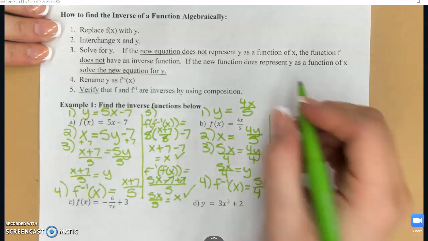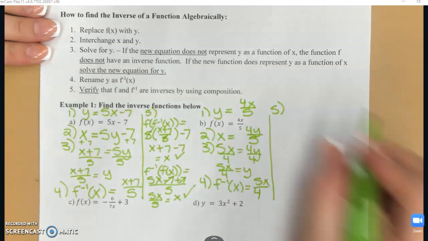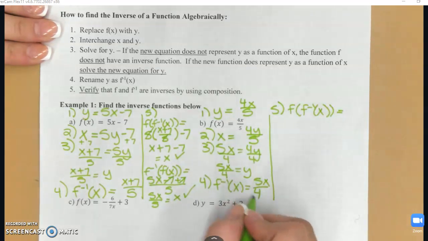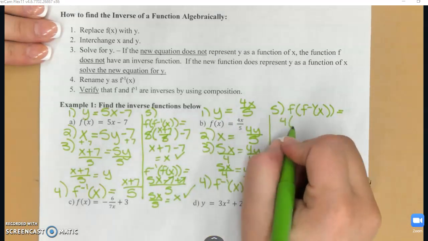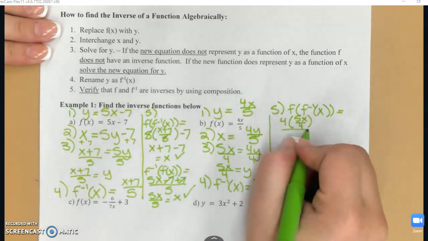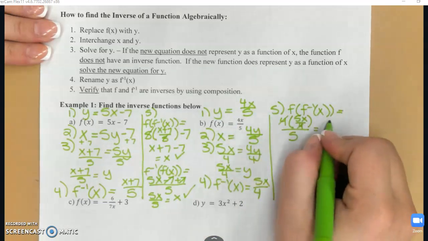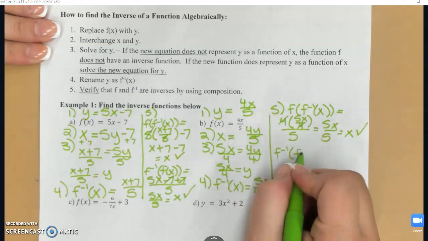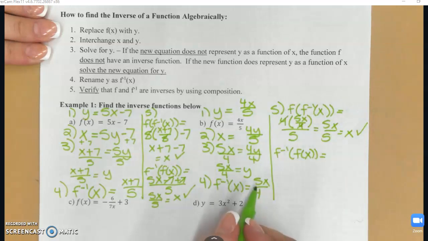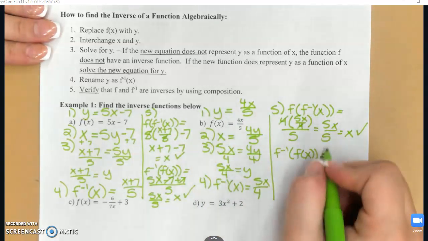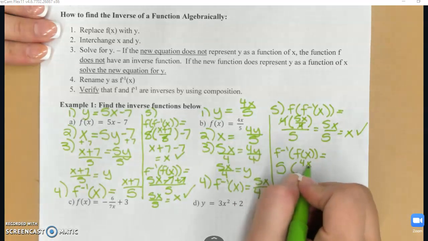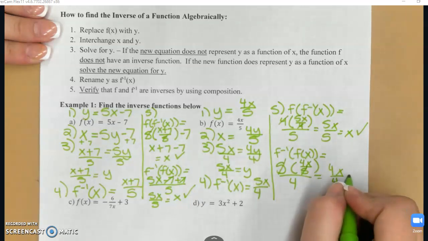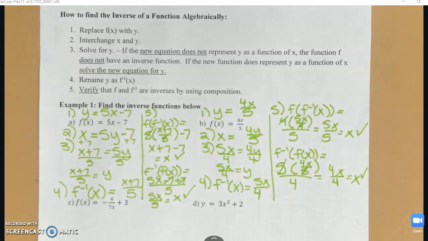Now I'm going to go ahead and do my composition to verify that I did this correctly. I'm going to plug my inverse into f first. So 5x over 4 is going to go in right there, 4 times 5x over 4 divided by 5. These cancel, so 5x over 5 is x. Then the other way around, we're going to take 4x over 5 and plug it in here. The 5's cancel. 4x over 4 is x. So I have done that correctly.